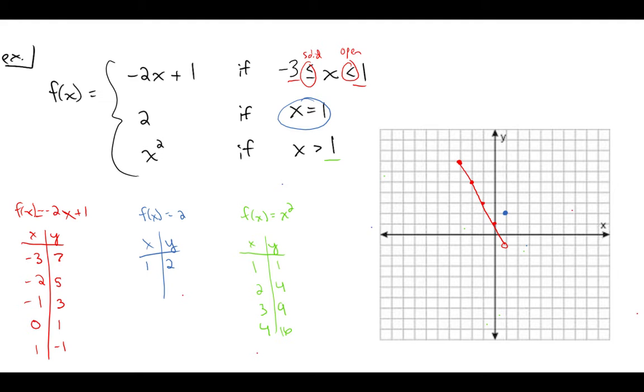So I'm going to start with 1, 1. And I'm going to put an open dot, because it does not have a line under it. All right, so I've got 1, 1. Then I got 2, 4. 3, 9. Here. And I won't be able to do the next one.